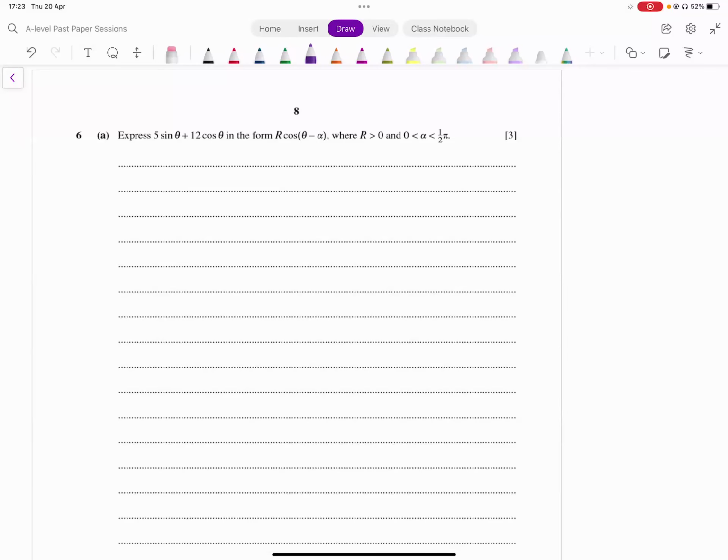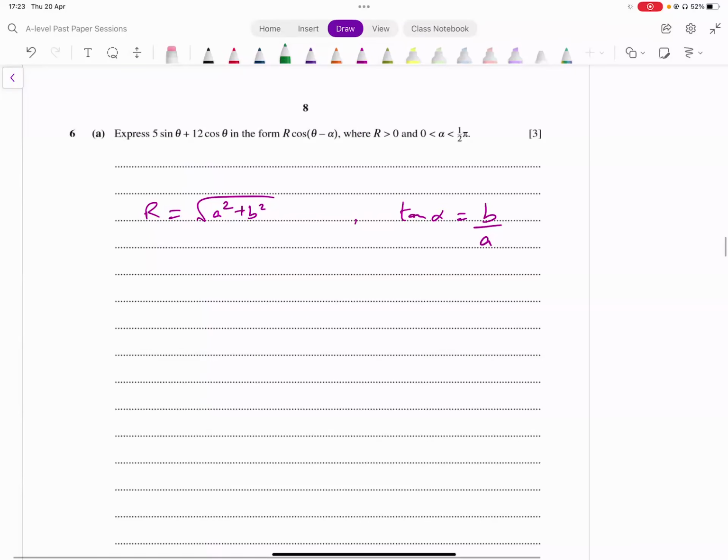So what do you have to do for this? You have these two formulas that you can just remember. R equals square root of a square plus b square, and also tan alpha equals b over a. Now, what are a and b here? If you look at the form that you're required to figure out, that's r cos of theta minus alpha.